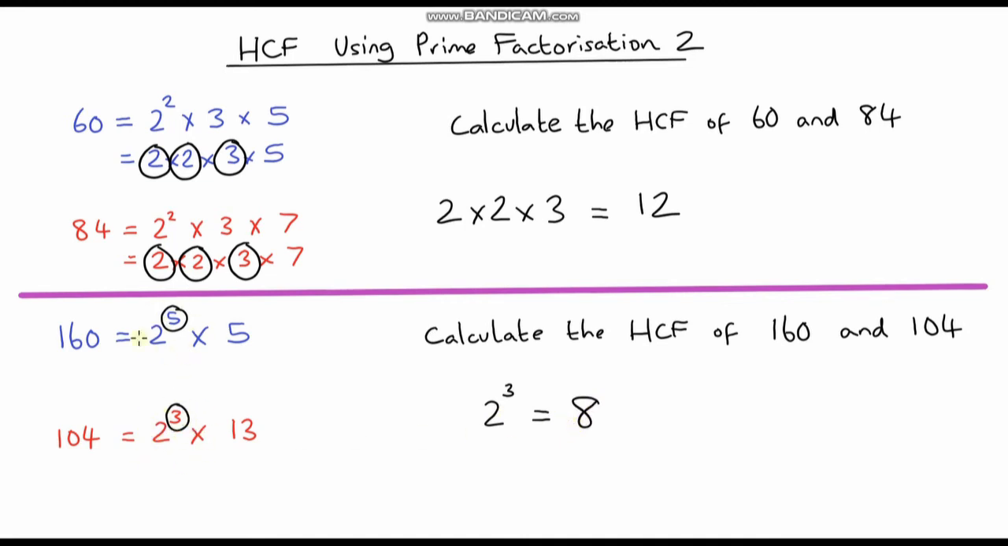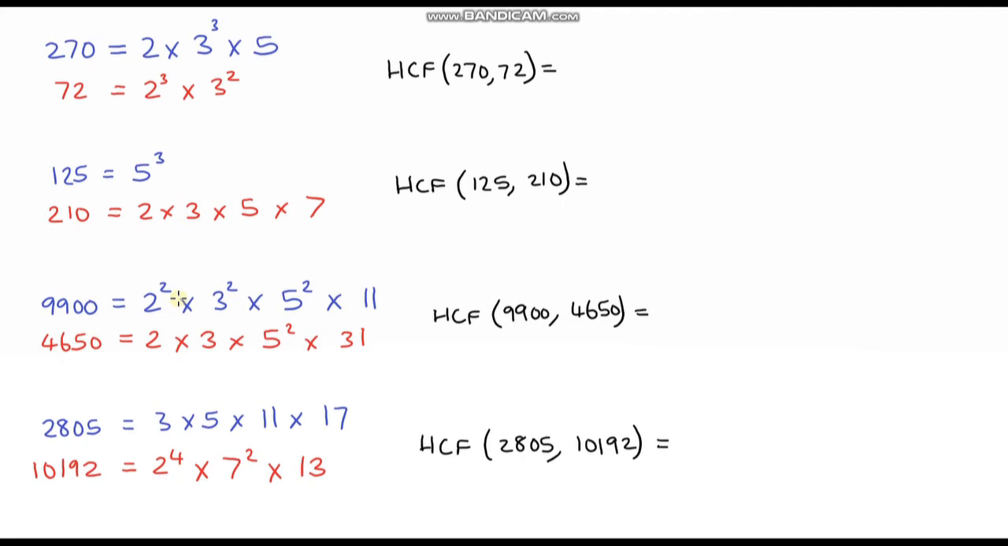So even though we've got 5 2's here, we can't use 2 of them because we've run out over here. Okay, so it's over to you now. Pause the video and see if you can calculate the highest common factor of these 4 pairs of numbers.